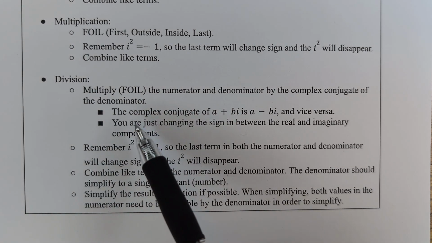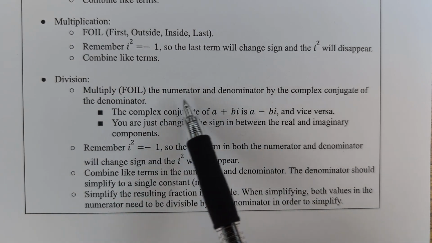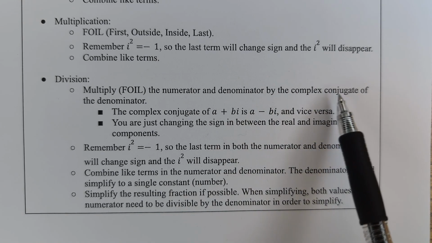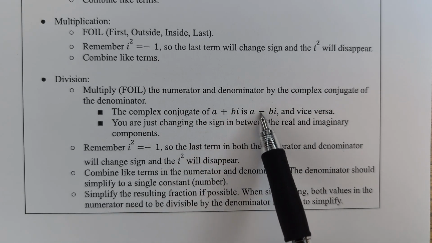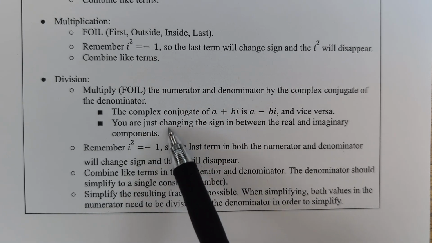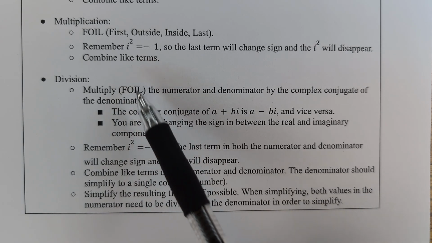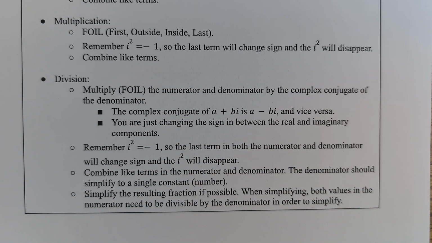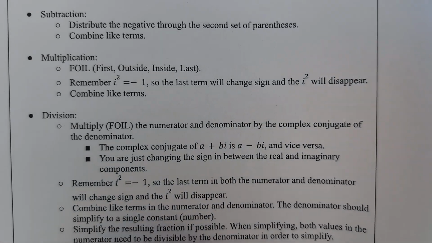Division is kind of the trickiest, because we need to get rid of the i that's on the bottom of the fraction. We do that by multiplying by what's referred to as the complex conjugate. Complex conjugates differ by the sign in the middle, so a plus bi and a minus bi are conjugates. We're just going to FOIL across the top and bottom, and then it works like a multiplication problem that we then have to simplify at the end. So let's look at some examples.